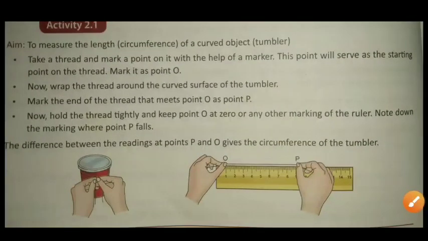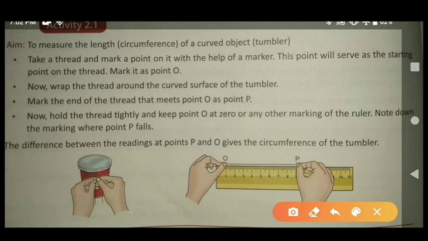Activity 2.1. Aim: to measure the length, meaning the circumference, of a curved object like a tumbler. Next, take a thread and mark a point on it with the help of a marker. This point will serve as the starting point of the thread. Mark it as point O. Now wrap the thread around the curved surface of the tumbler.